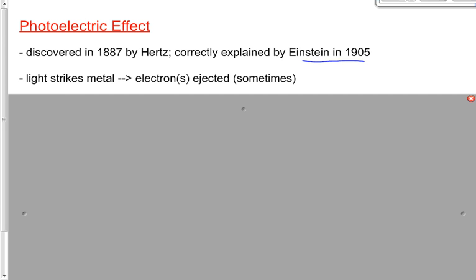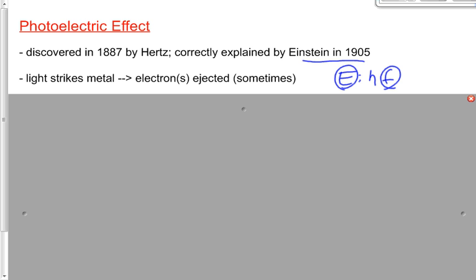Enter Einstein in 1905, who said Hertz is right in a sense. He said, if the electrons aren't being ejected, we need more energy. But the second part of Hertz's argument is what's wrong. We don't get more energy from having more light. Einstein said, we get more energy from having more frequency.